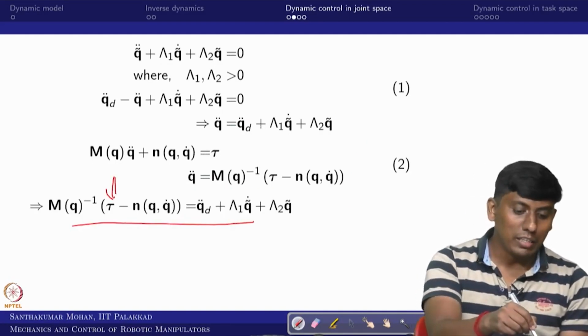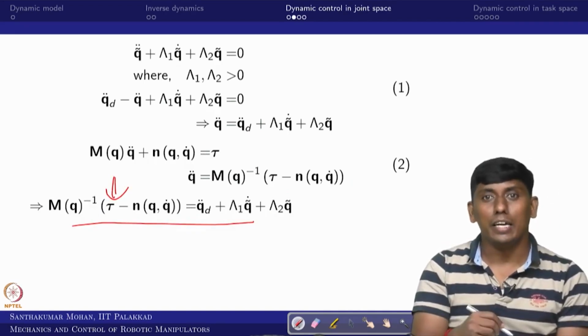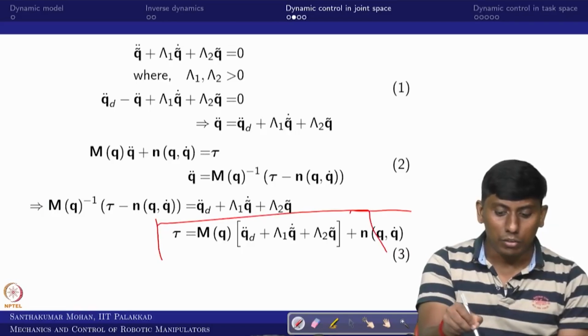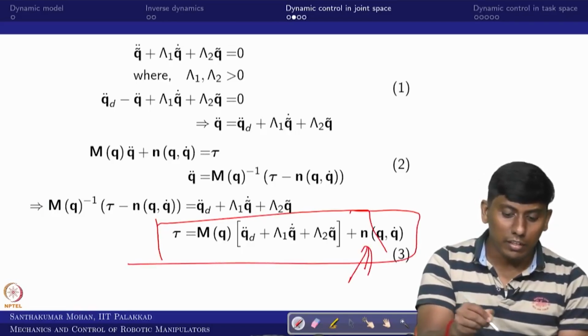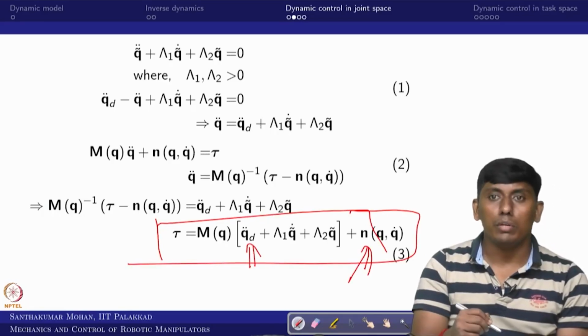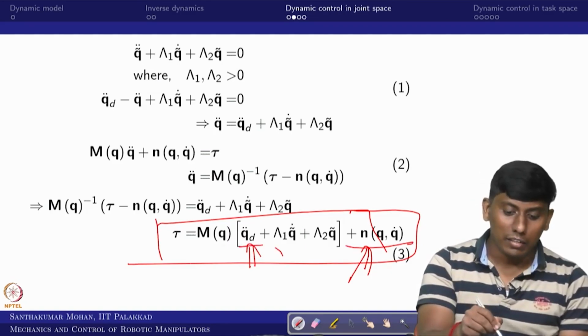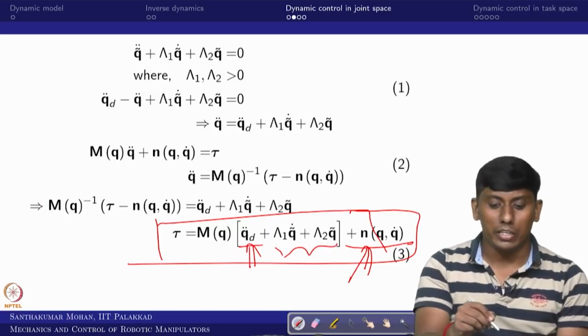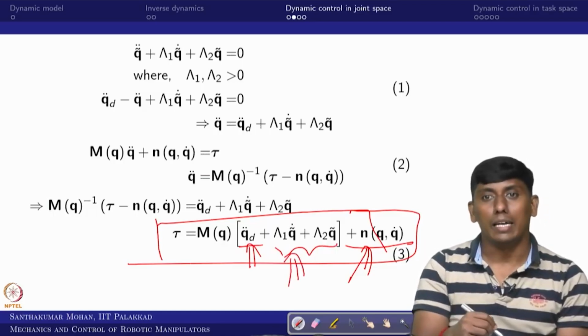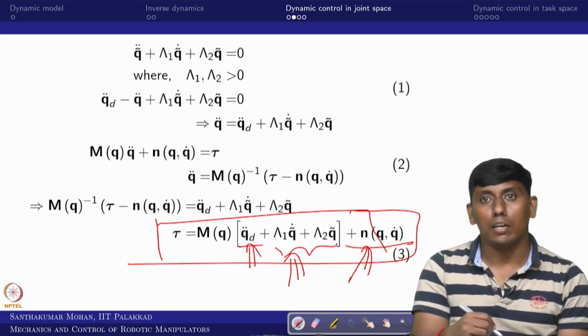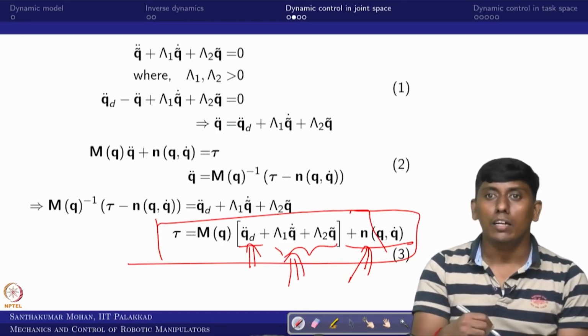Here you can see tau is the input, so we can rewrite and see what tau would be. Tau would come in this way. This is the feed forward term, this is the feedback linearization, and this is the feedback term. Here it is a simple PD control as such. This is what in the robotics community people call computed torque control.